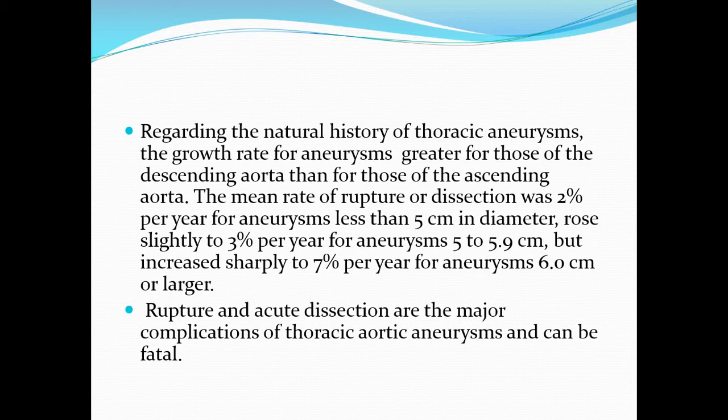The mean rate of rupture or dissection was 2% per year for aneurysms less than 5 cm in diameter, increasing to 3% per year for 5 to 5.9 centimeter aneurysms, and suddenly increasing to 7% per year if the aneurysm is more than 6 centimeters in diameter. Rupture and acute dissection are the major complications of thoracic aortic aneurysms and can be fatal.